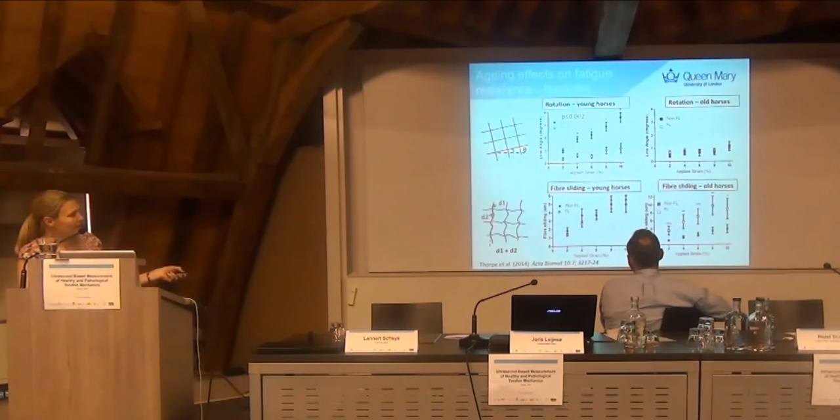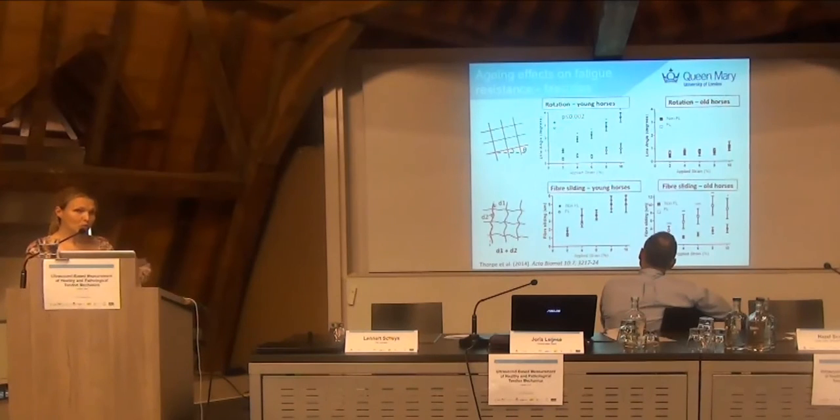I'm going to start over here. Remember when we looked at the fibre sliding in the young horses, we saw that there was very little, it's quite a small axis here between the two. Very little fibre sliding really occurring in young horses. If we fatigue loaded them, nothing really changed, still very little fibre sliding. Here's our old samples. Very little fibre sliding. These axes have changed, so that's not actually really all that different to these data here.